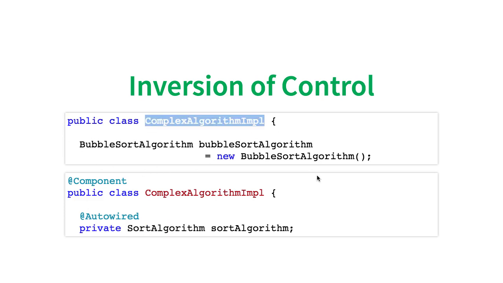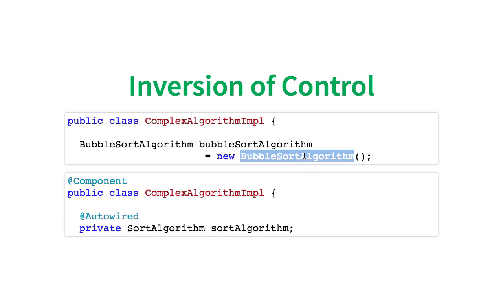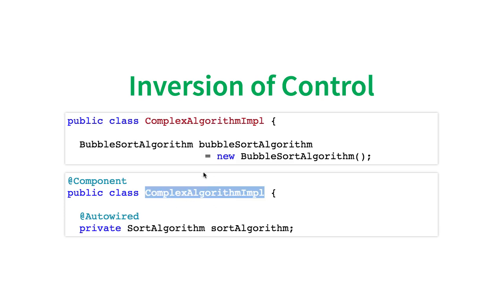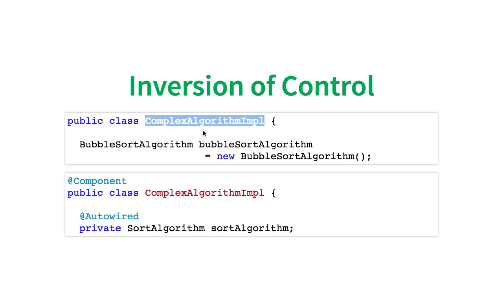Complex algorithm IMPL is tightly coupled to a specific sort algorithm in here. So if I would need to change it to use quick sort, I would need to change the code of it. But in this specific implementation, because the user is going to tell the complex algorithm IMPL, use this sort algorithm, use quick sort, use bubble sort, or if there's a new implementation that he created, he might say use radix sort, use heap sort. You can see that the control over here is with the complex algorithm IMPL. The complex algorithm IMPL is saying, I want to use this. I'm not going to work with anything else.